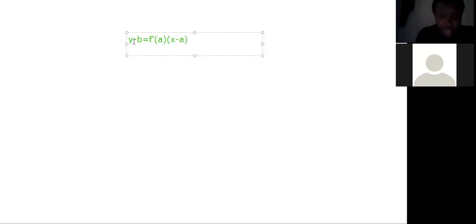So looking at this, we are looking for the equation. Y minus b: our b is plus 6. It's equal to f prime of a, which we had as minus 1, into bracket x minus a. Here a is 1, so it's x minus 1.